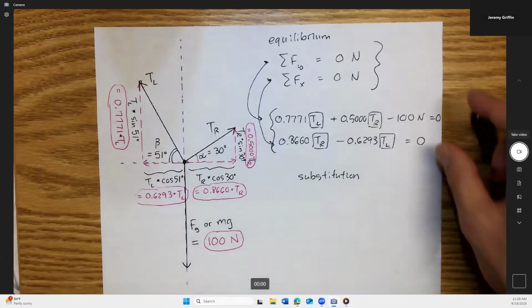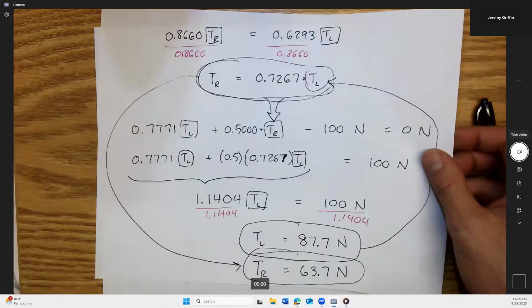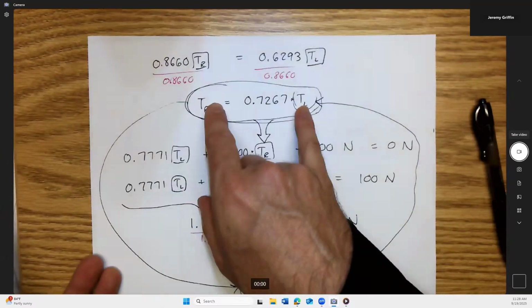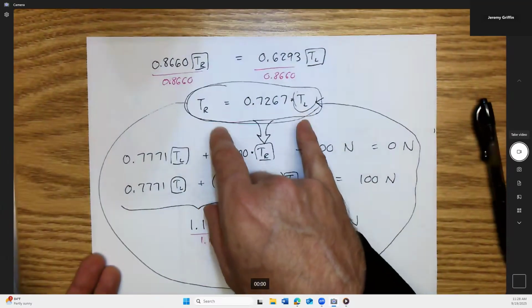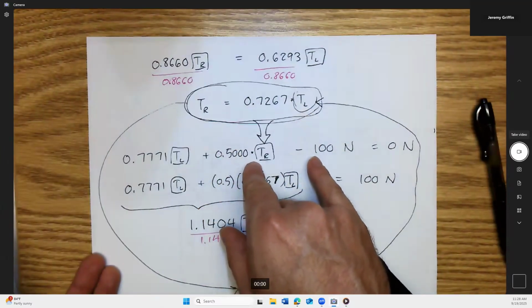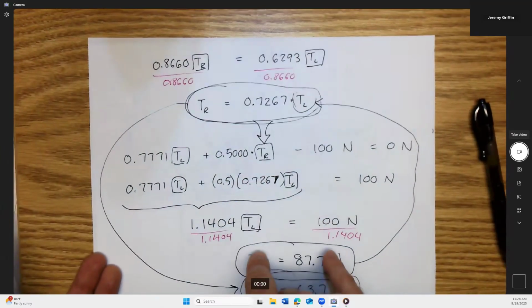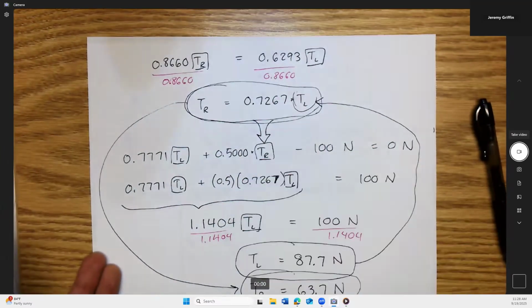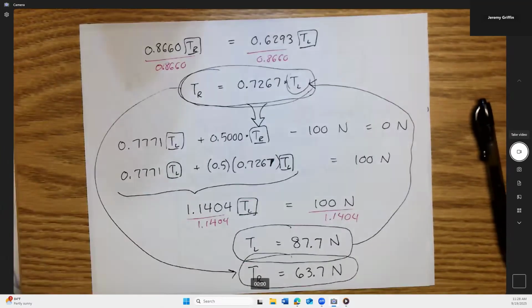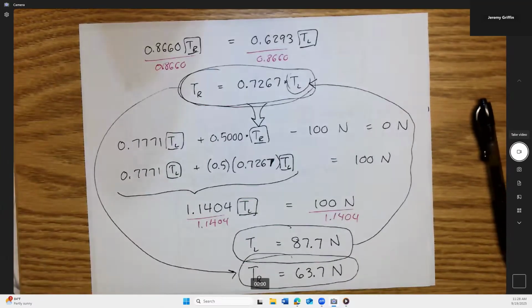Then, the next step was we took one of those expressions and solved for one tension in terms of the other, substituted that back into the other equation, and then you can get exactly one tension, and then you can do one more substitution and get the other tension. And then make sure it all checks out. You guys good?